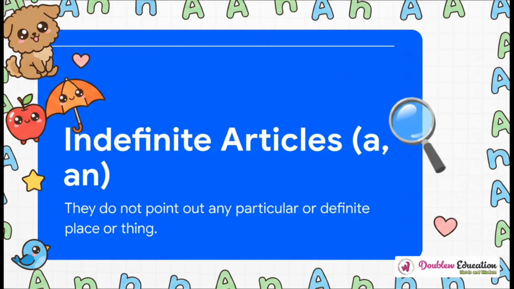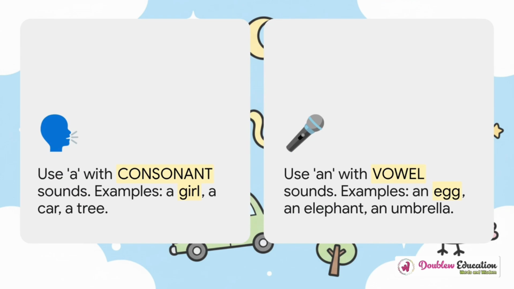Simple enough, right? Okay, so here's the big secret. How do you pick between a and an? It's all about the sound a word starts with. If a word begins with a consonant sound like girl or car, you use a. But if it starts with a vowel sound, you gotta use an, like for an egg or an auto rickshaw.